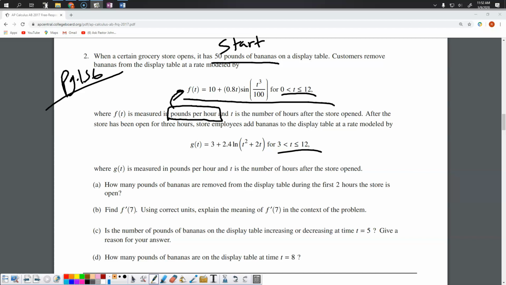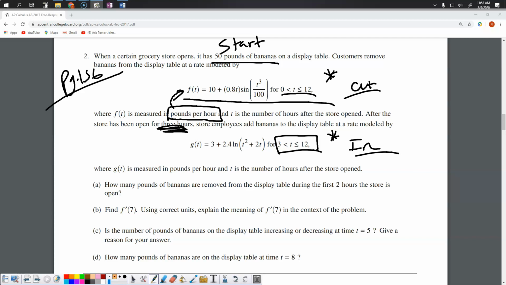The next one here is after the store has been open for 3 hours, the store employees start to add bananas. So we have a rate out, and this is our rate in. We have bananas leaving, we have bananas being added, but notice it's after 3 hours, so this interval starts at 3. So for the first 3 hours, all we have is this function up here, removing bananas, and then after that, we have bananas going out and coming in simultaneously. So we're going to have to treat those two pieces differently. We can't just put them together unless they're on the same interval.